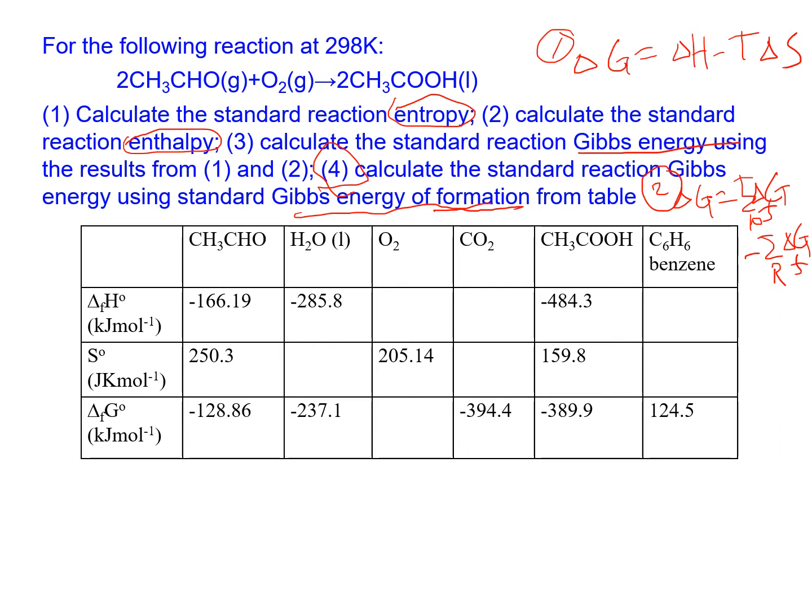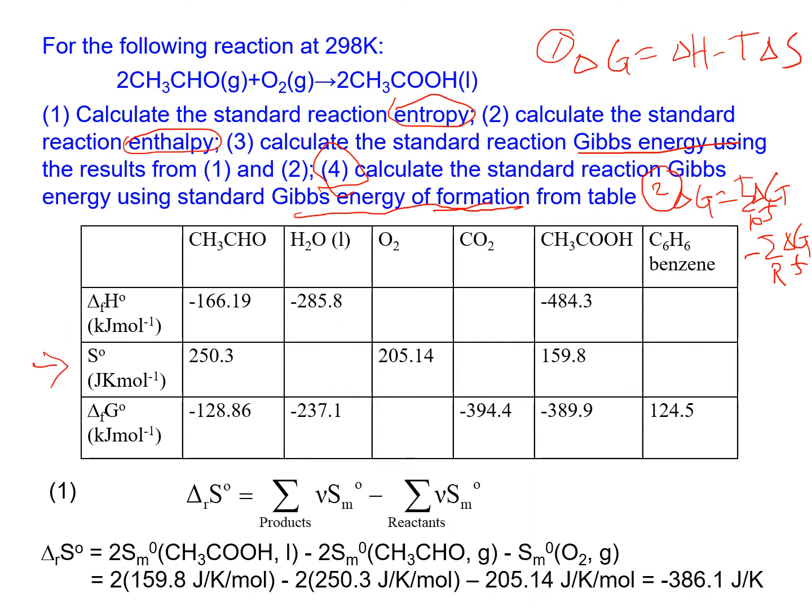So first calculate the reaction entropy. Reaction entropy is calculated by the standard entropy of the product minus reactants. The answer is negative 386. Note that the entropy decrease is a negative number because the reaction gas phase forms liquid, entropy decrease. Okay, 2. Calculate the standard reaction enthalpy.